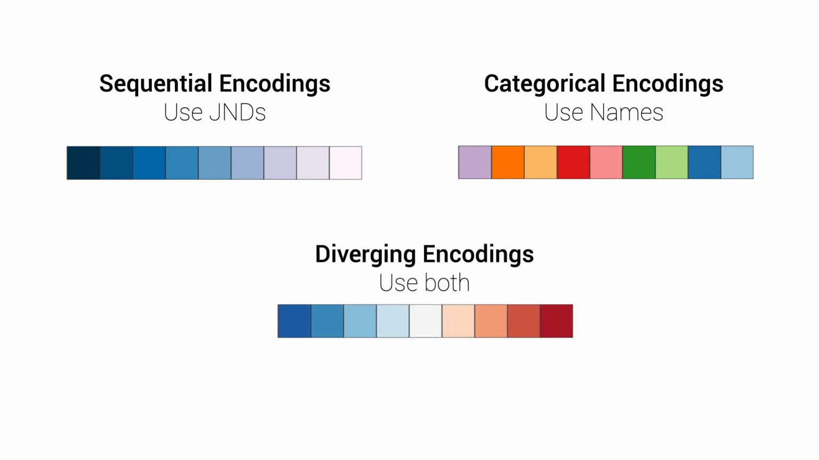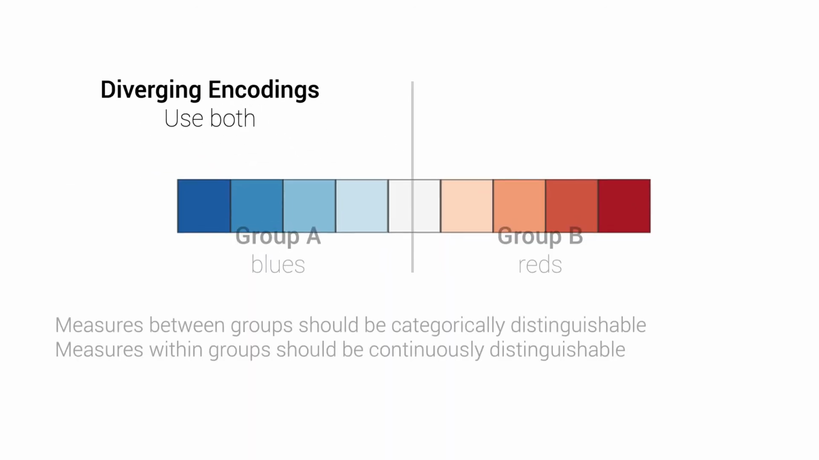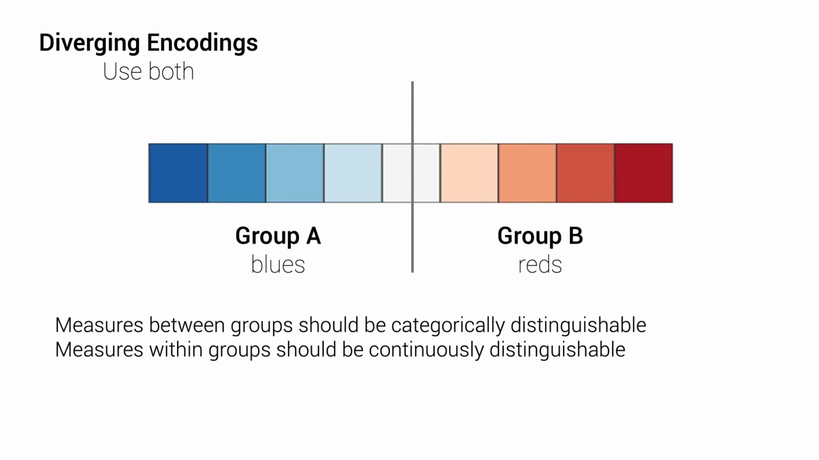Diverging encodings are an interesting hybrid of these two considerations in that we essentially need to use both our continuous delta E metrics and our categorical color name metrics. To break this down a little bit, when we have a diverging encoding, we're essentially dividing our data into two groups. So in this case, we have group A, which is our blues, and group B, which is the reds. So we care about being able to categorically distinguish between group A and group B, which is where our color name model will come in handy. But we care about being able to distinguish the different gradations within each group. And this is where our delta E models will come in handy.